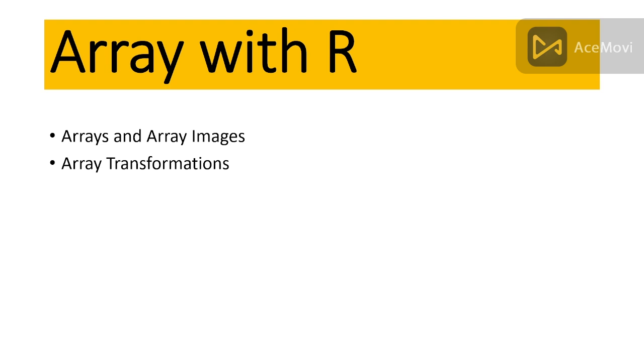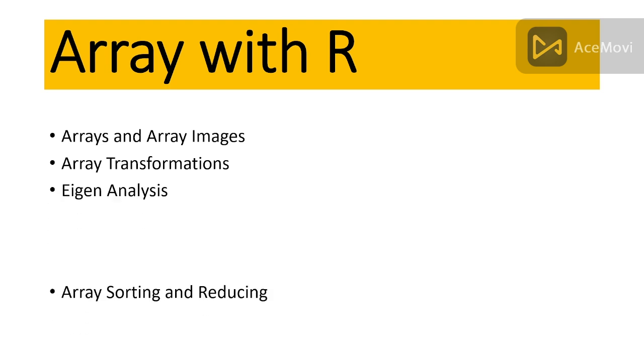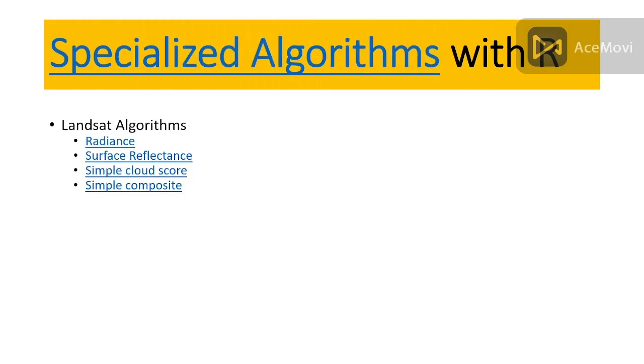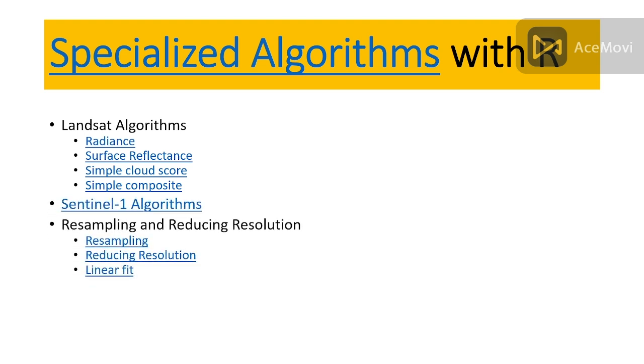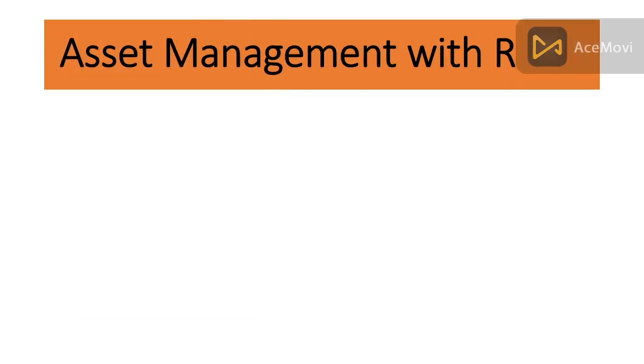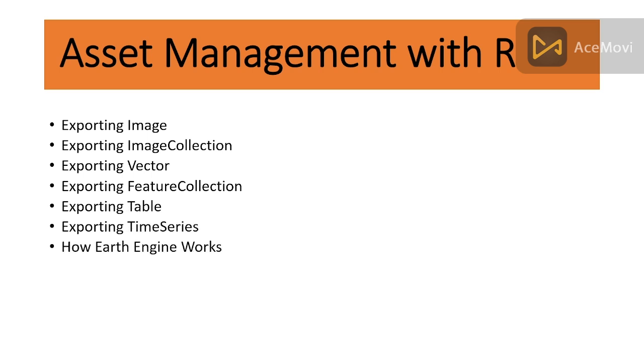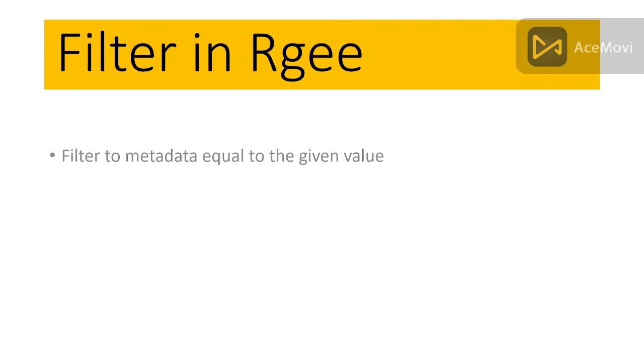Array with R, array and array image, array transformation, array analysis, array sorting and reducing, as well as also we talk about some special algorithms with R, such as Landsat algorithm, also Sentinel-1 algorithm, resample and reducing resolution, and pattern recognition. Okay, as well also assets with R, such as how can they export the images, export image collection, export vector, export video collection, export table, export time series, how RStudio works. So all of those things we try to discuss, and filtering in R.